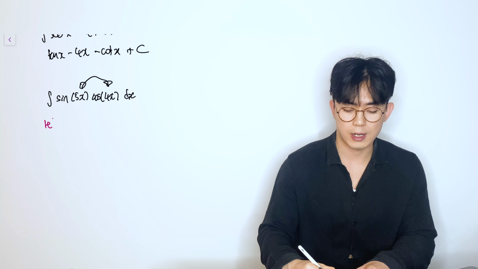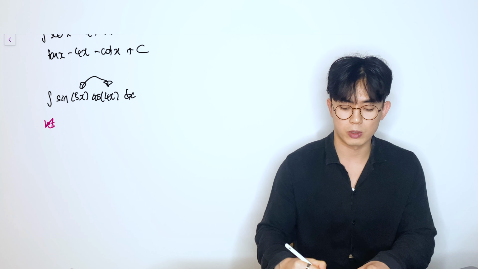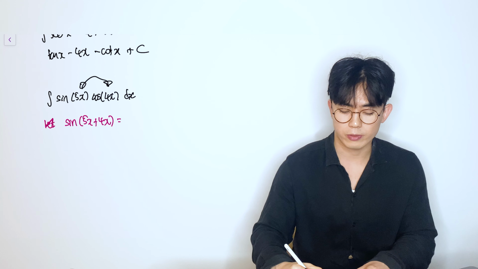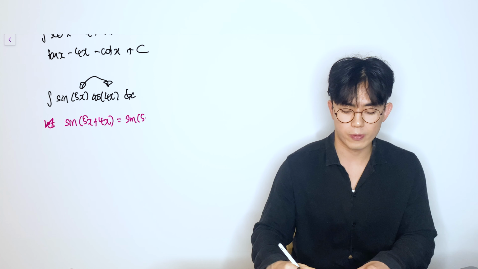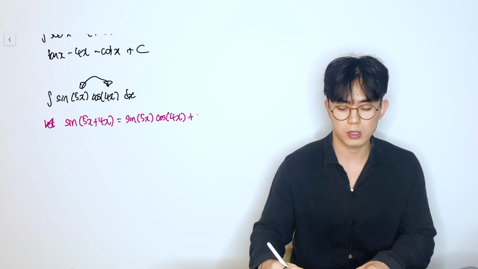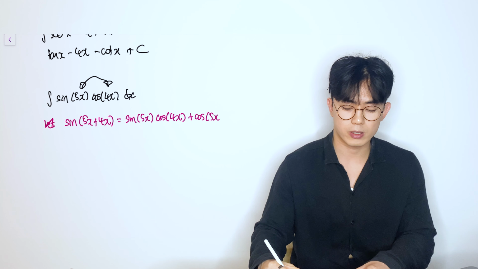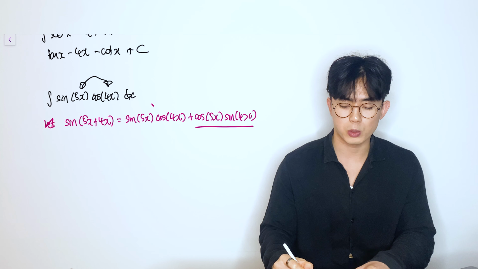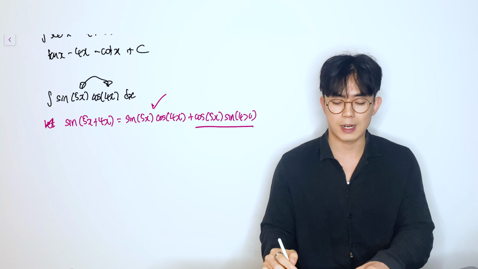So I'm going to say sine 5x plus 4x, because I can now expand this, right? So this would be sine 5x cos 4x plus cos 5x sine 4x, just using the compound angle formula. As you notice, we don't want this term here. We just want to be left with this term here. So I need to get rid of this term.